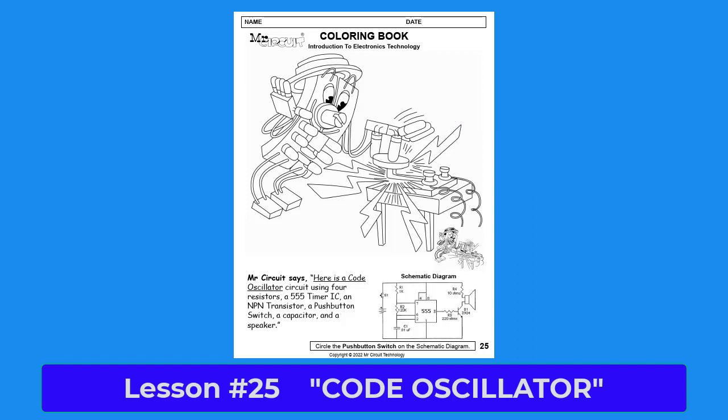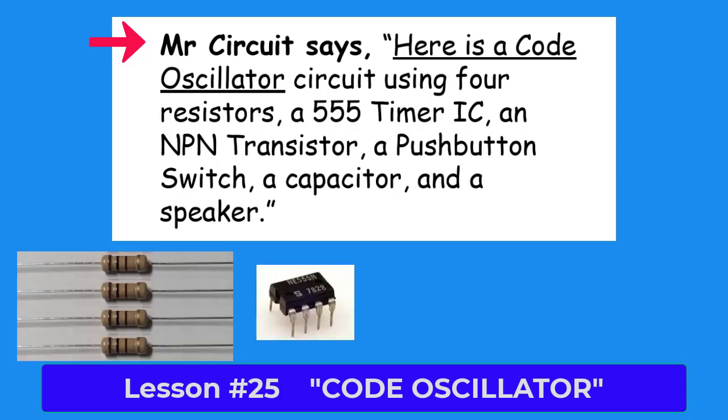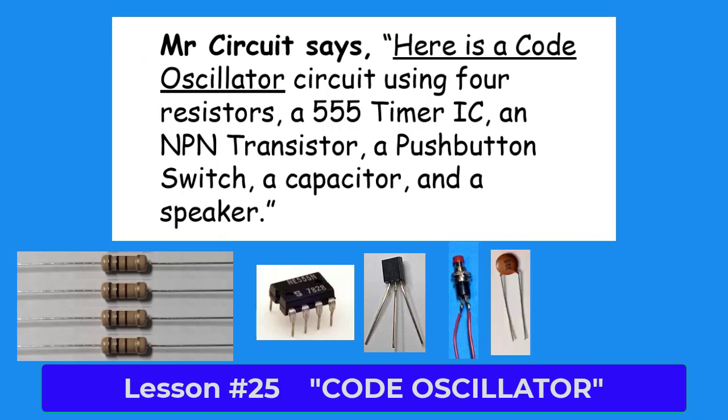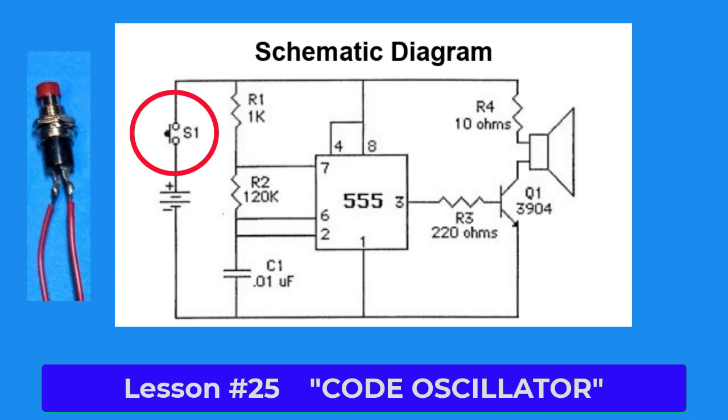At the bottom of the page, what does Mr. Circuit say? Mr. Circuit says, here is a code oscillator circuit using 4 resistors, a 555 timer IC, an NPN transistor, a push-button switch, a capacitor, and a speaker. Please draw a circle around the schematic symbol of the push-button switch on the schematic diagram at the bottom right-hand side of the page.